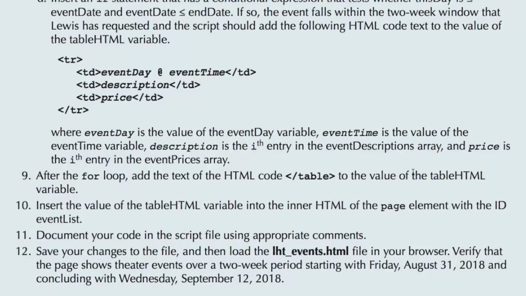So in step 10, you can see it asks us to insert the value of the table HTML variable into the inner HTML property of our page element that has the ID of event list. So remember, that's the div that we created in the HTML document. We ID'd it as event list, so we're just going to target its inner HTML property and assign the contents of the table HTML variable to it.